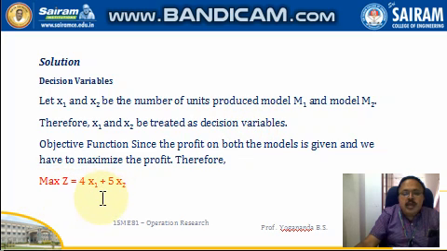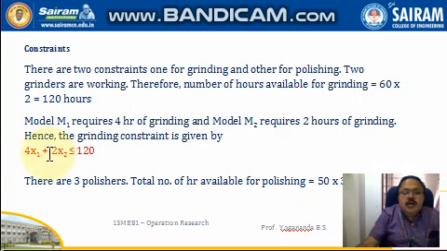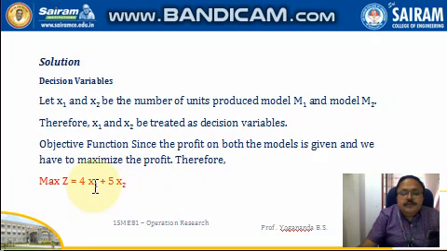That is equal to, by selling one piece of M1, the profit obtained is given here as 4 rupees, and one piece of M2 will fetch a profit of 5 rupees. So if I am producing x1 number of pieces of model M1, the profit obtained will be 4 into x1. So if the x1 value is 1, the profit obtained is 4 rupees. If x1 number of units are produced of model M1, the profit obtained will be 4 into x1.